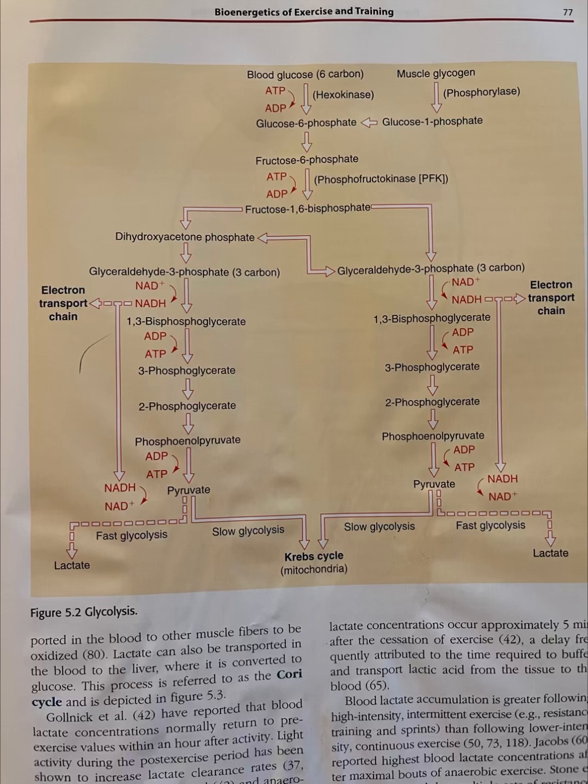Step 7, the phosphoglycerate kinase, PGK, reaction. The enzyme is phosphoglycerate kinase. The substrate is 1,3-bisphosphoglycerate, 1,3-BPG. The product is 3-phosphoglycerate, 3-PG. In this reaction, 1,3-BPG is converted into 3-phosphoglycerate, while transferring the high-energy phosphate group to ADP, forming ATP. This is the second net gain of ATP in glycolysis.